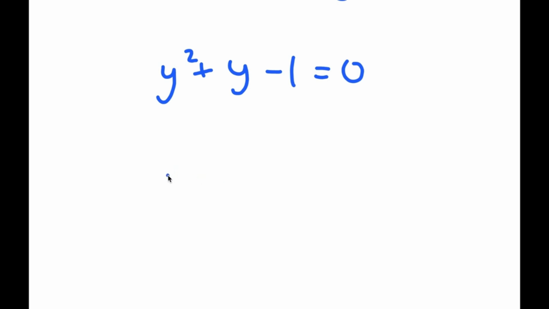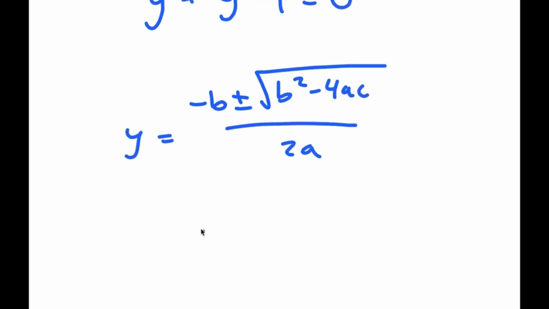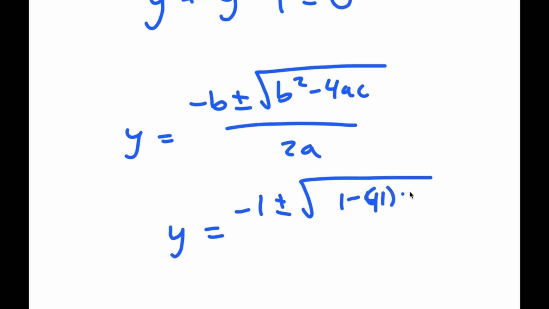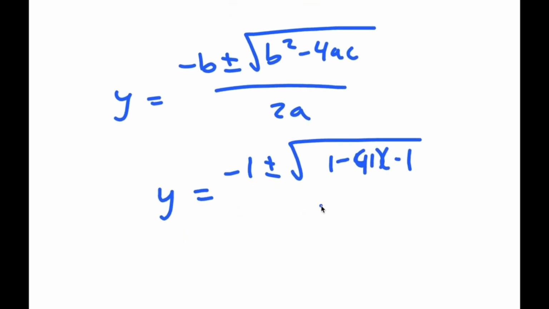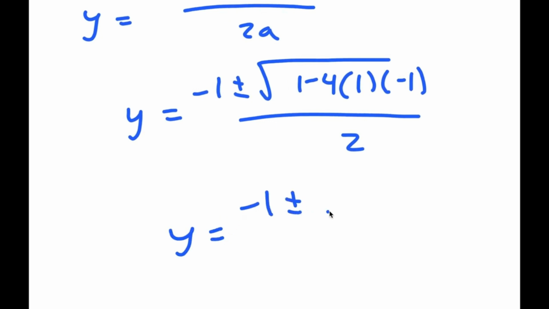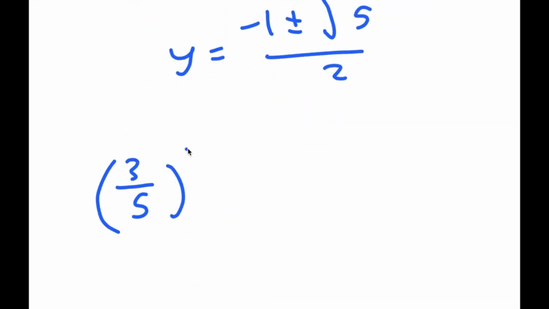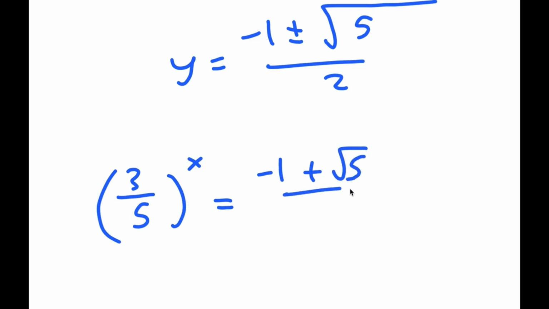And if I use the quadratic formula, which is negative b plus or minus the square root of b squared minus 4ac all over 2a, I get y is equal to negative 1 plus or minus the square root of 1 minus 4 times 1 times negative 1, all over 2, which is equal to negative 1 plus or minus the square root of 1 plus 4, which is 5, over 2, meaning I have 3 over 5 to the power of x is equal to negative 1 plus the square root of 5 over 2.